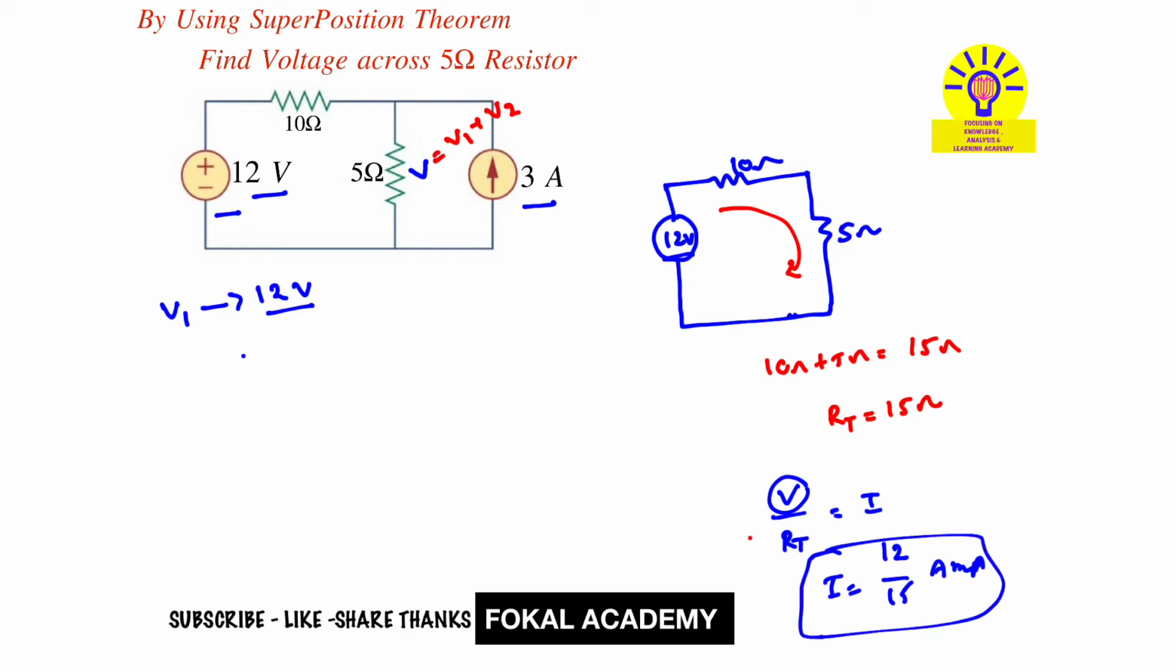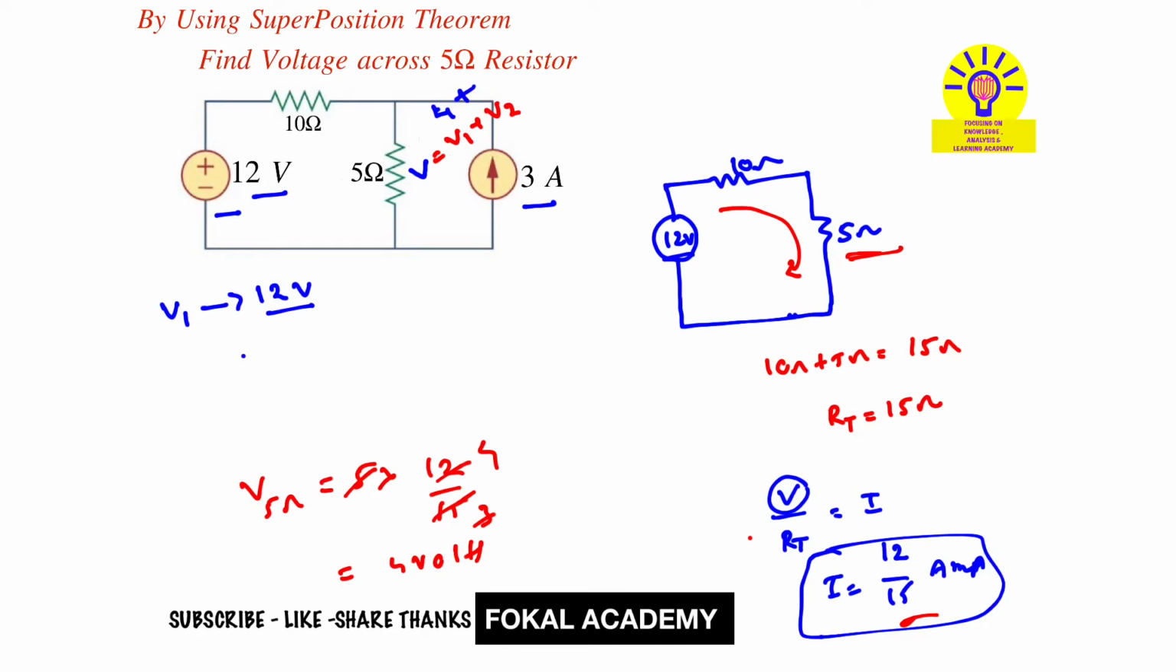Now by applying Ohm's law, we get the voltage drop across 5 ohms equal to resistance into current, that is 5 into 12 by 15. So that's equal to 5 ones are 5, 5 threes are 15, 3 ones, 3 fours. 4 volts is going to drop across the 5 ohms. So V1 equal to 4 volts.